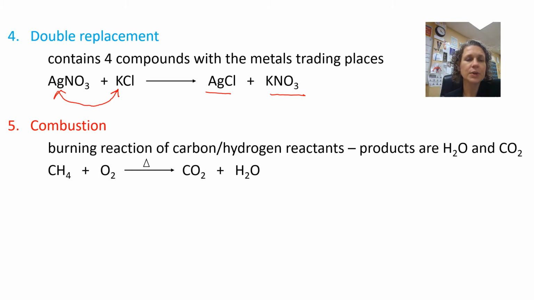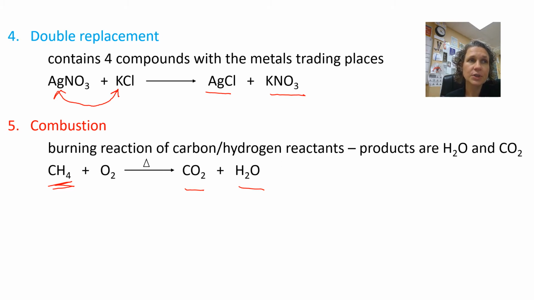Okay, and then the last one, combustion. This is a burning reaction. This little triangle over the arrow is representing a cute little flame. In combustion, you always have some kind of carbon-hydrogen compound, so that's what the CH4 is, in the presence of oxygen. It burns, or you heat it strongly, and you will always produce the same two products, carbon dioxide and water, so CO2 and H2O.